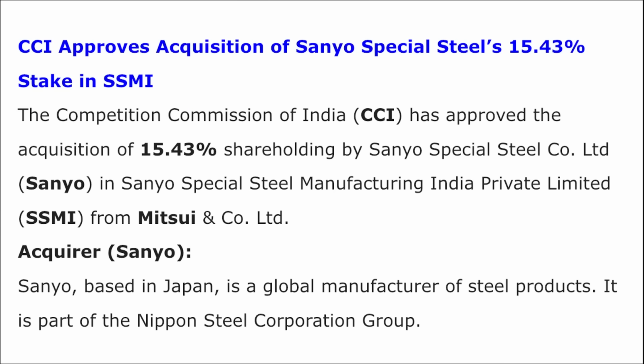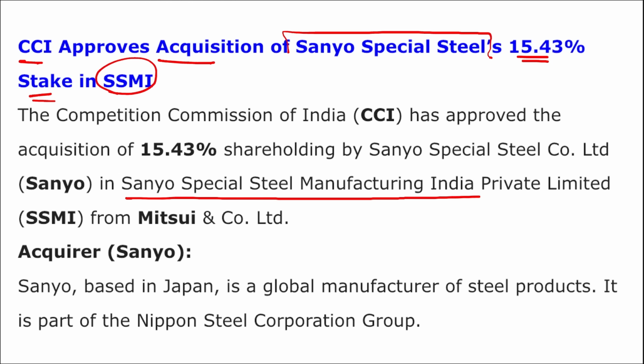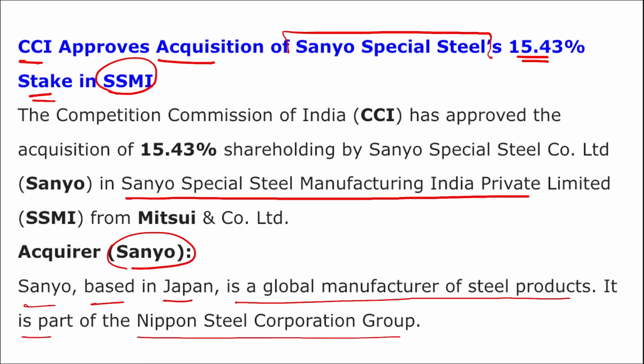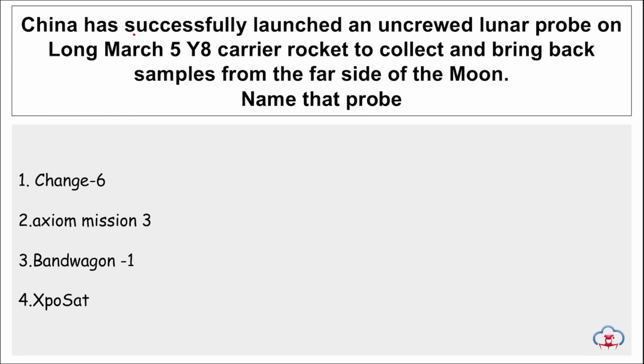Moving on. The next news is from acquisitions and mergers. CCI has approved the acquisition of Sanyo Special Steel's 15.43% stake in SSMI. SSMI is Sanyo Special Steel Manufacturing India Private Limited. Remember, the acquirer is Sanyo, which is based in Japan and is a global manufacturer of steel products, part of the Nippon Steel Corporation group.